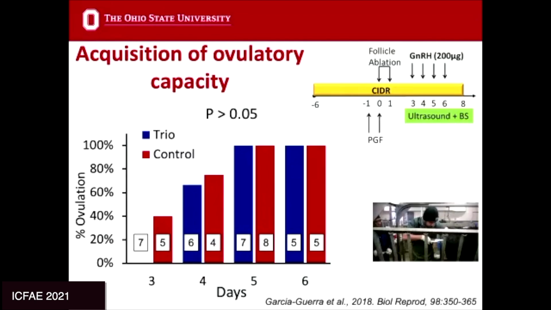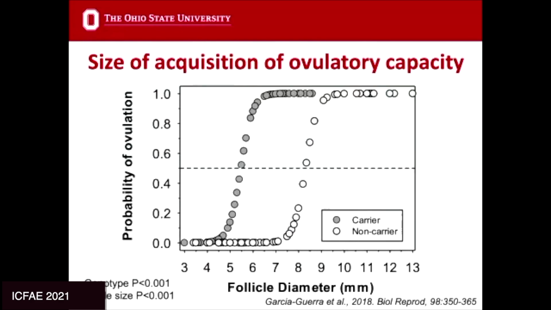But remember that the main question we wanted to ask ourselves was, what was the minimum follicle size at which ovulatory capacity was attained? So in order to do that, we grouped all the different follicles of the different days and evaluated the probability of ovulation as a function of follicle size and genotype. As you would expect, as follicle size increases, the probability of ovulation increases as well.